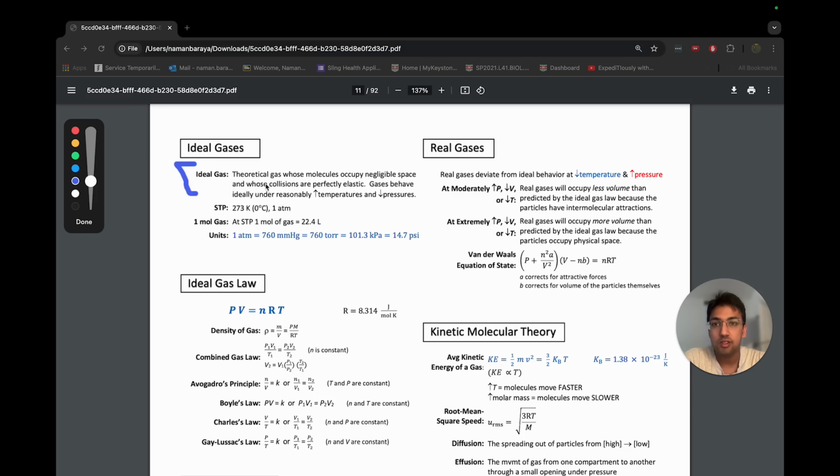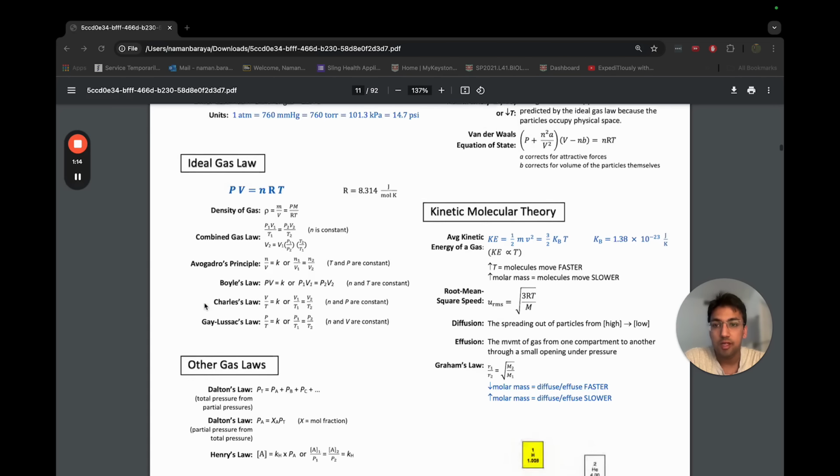Ideal gases are just theoretical gases. When you have this box and this gas, the molecules are bouncing around, and usually these molecules actually take up space, and when they hit each other, there's some energy that's lost. But in ideal gases, you just consider that these particles are super tiny and that there's no energy lost. These collisions are perfectly elastic. This happens usually when the temperature is really high, so these particles are moving around really quickly, and the pressure is very low.